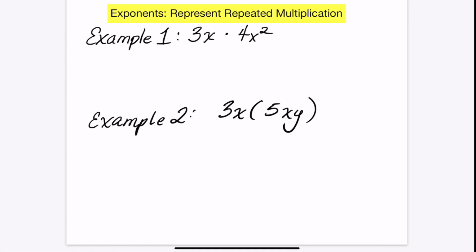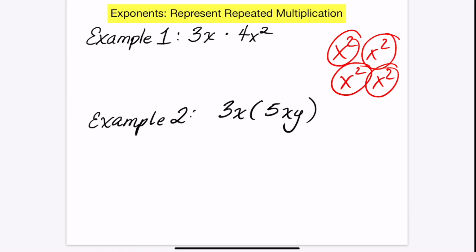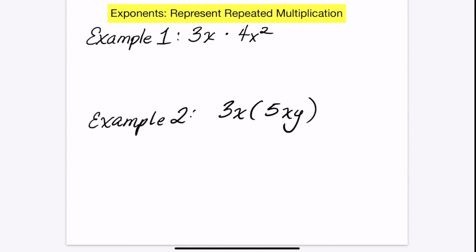So for some of us who may need a little bit of a reminder, 3x just means I actually have 3 x's. I have no idea what the number is, but I know they have the exact same value. And for the second one, if I have a 4x squared, that means I have 4 sets of x squared. And again, I don't know what that x is, but I know I just have 4 sets of them. And that's kind of what a coefficient does. It just tells me how many of the variable I have. And so that's how we're going to get started for today.